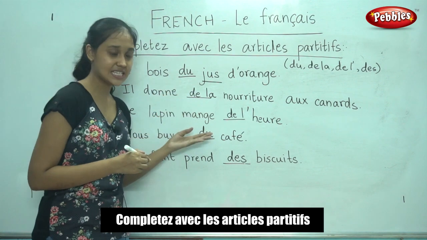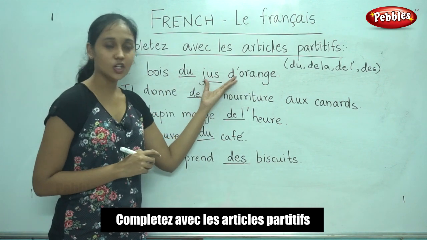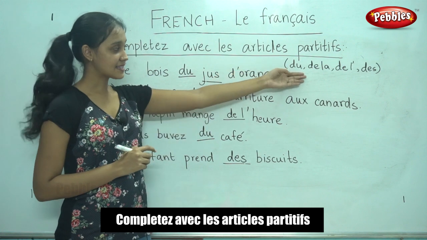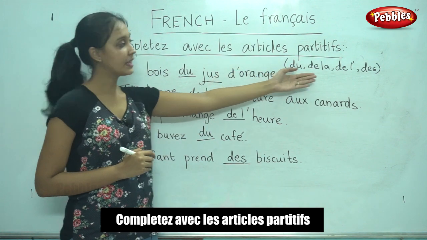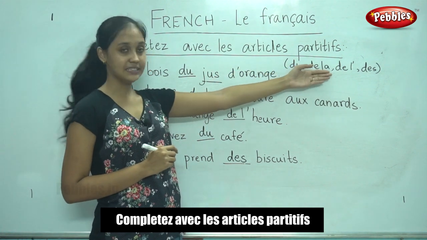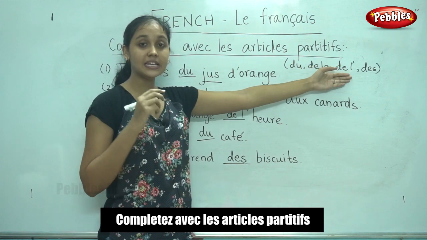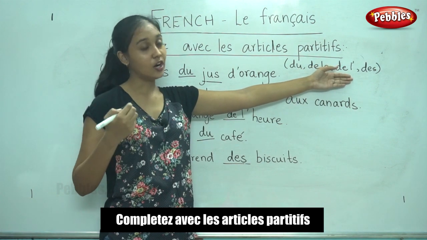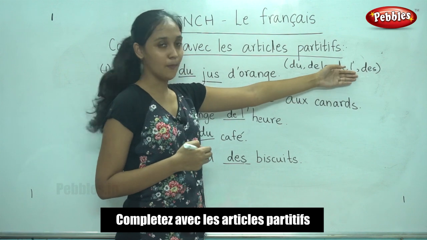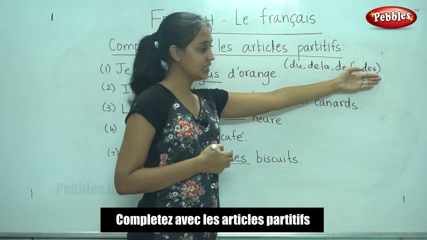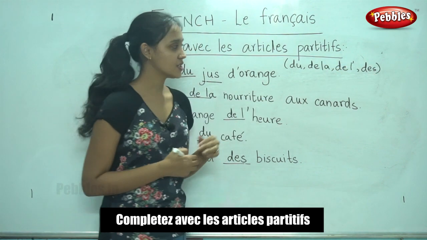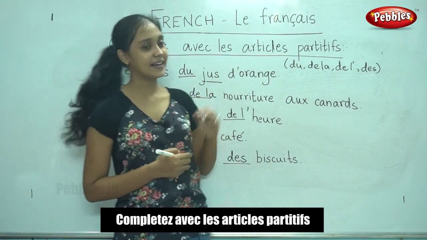It is a very easy exercise. Just take a look at the noun. It is masculine singular, du; feminine singular, de la; feminine singular with a vowel or H muet, de l'; and plural, it is des. So have you understood how to use the partitive articles?